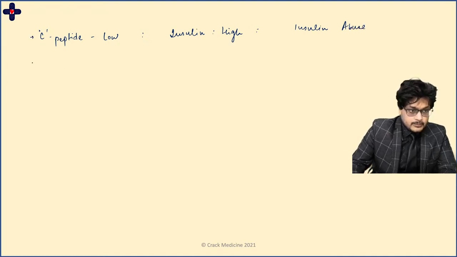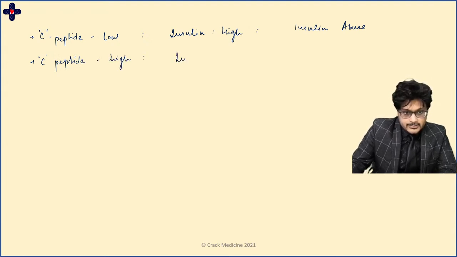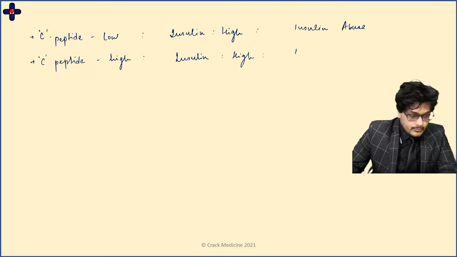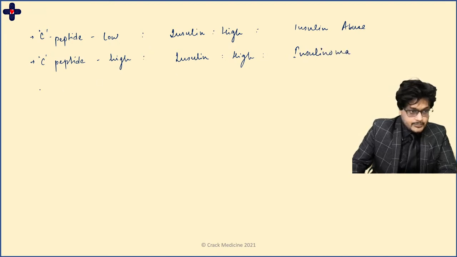Okay. If your C peptide levels are high and insulin levels are high, then this will be an insulinoma. Okay.